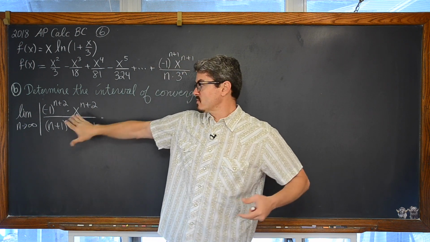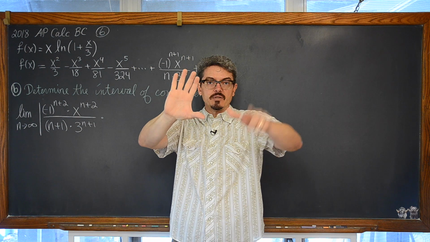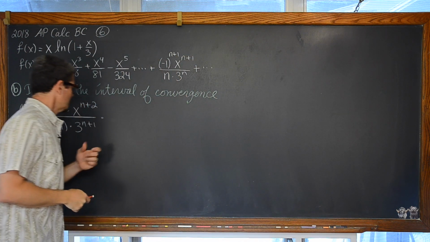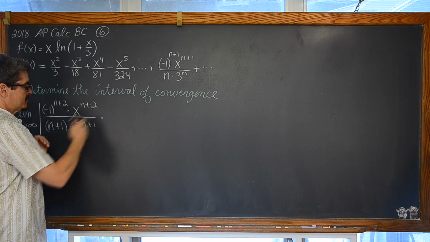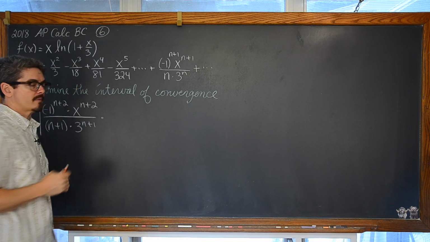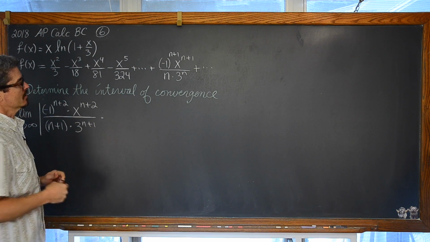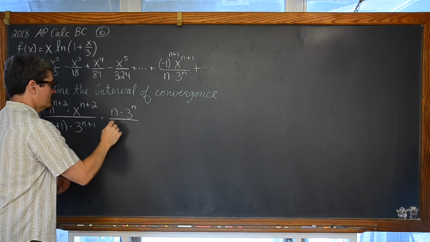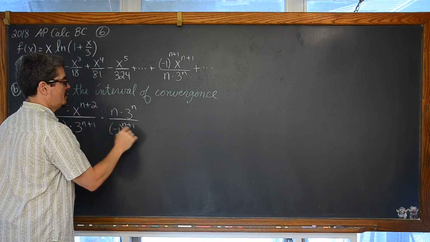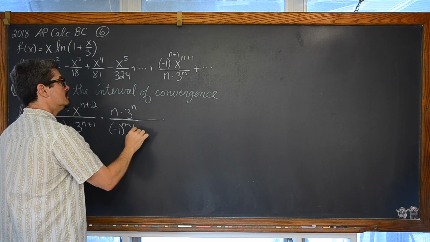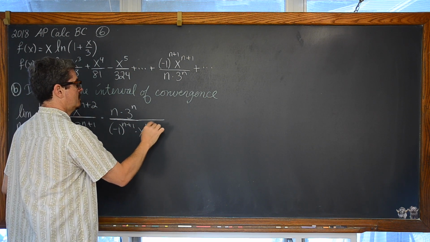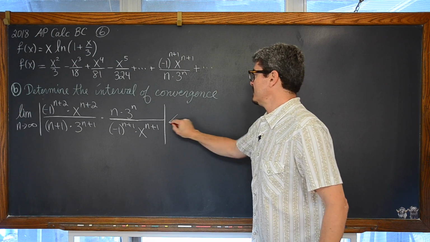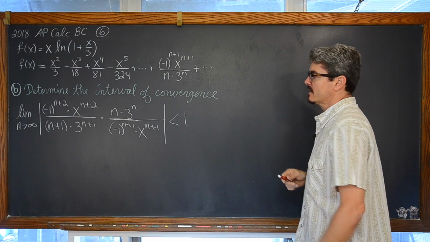Now we have that a sub n plus 1 term divided by a sub n. I'm going to flip that and change it to a multiplication by the reciprocal, just to save some space on the chalkboard. So we multiply by n times 3 to the n power over negative 1 to the n plus 1 times x to the n plus 1. And we're going to make sure that that limit stays less than 1.